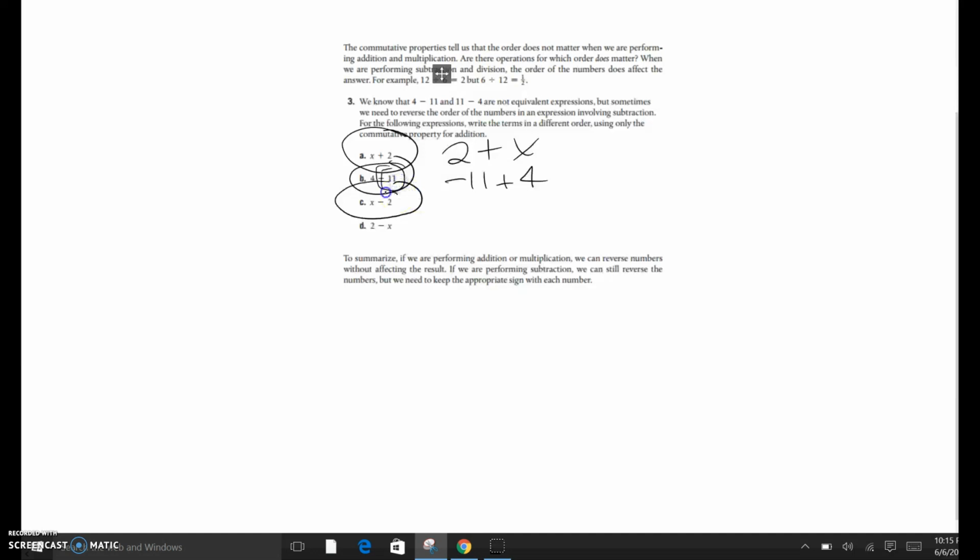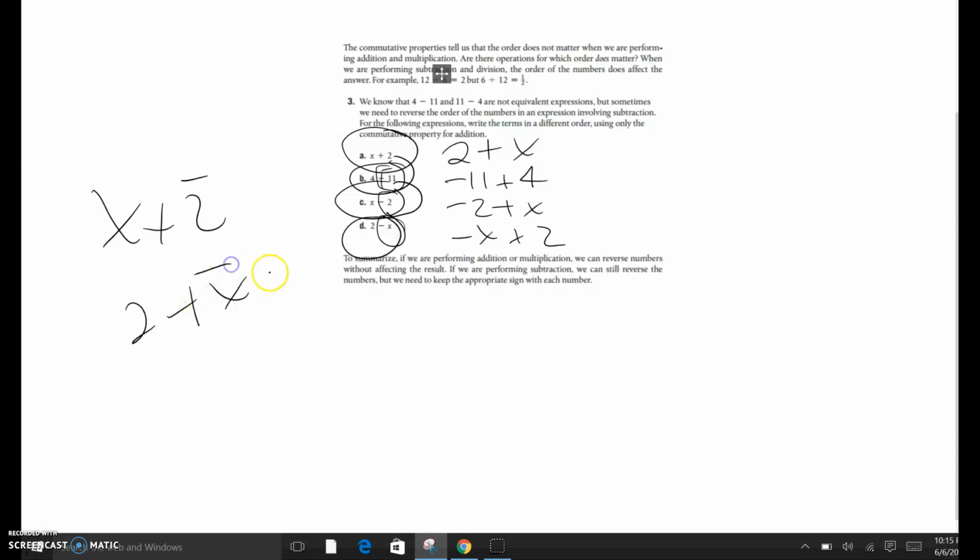The next one, do you see how that negative is really with the 2? Otherwise, add the opposite. So that's really a negative 2 plus x. And then same thing here, the x goes with the negative, so negative x, and then plus 2, because 2 minus x, add the opposite, that x is really negative. And you can commute those. So again, I'm just moving the order. All right, we're going to stop there.